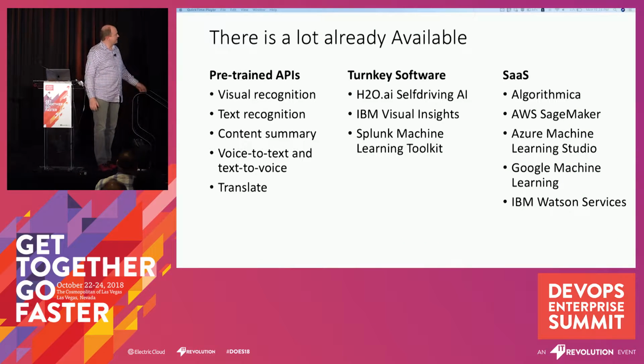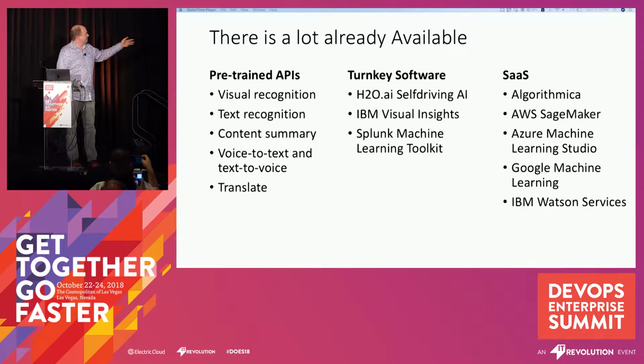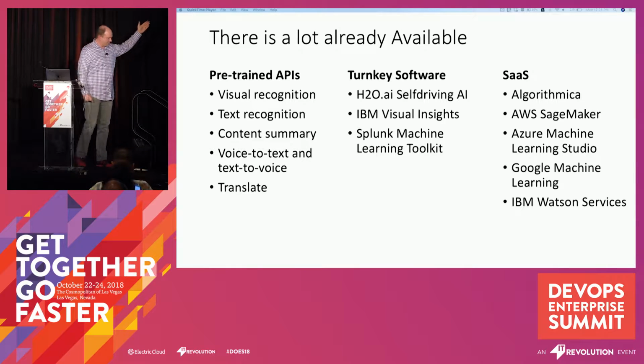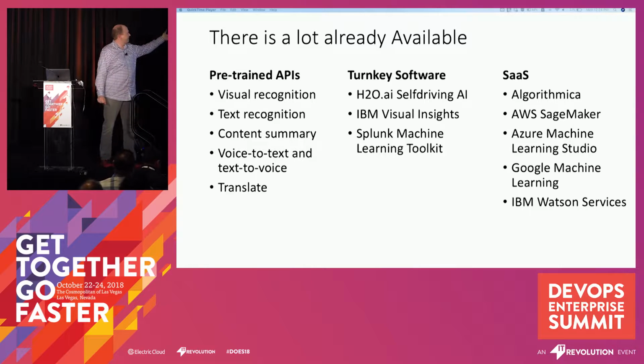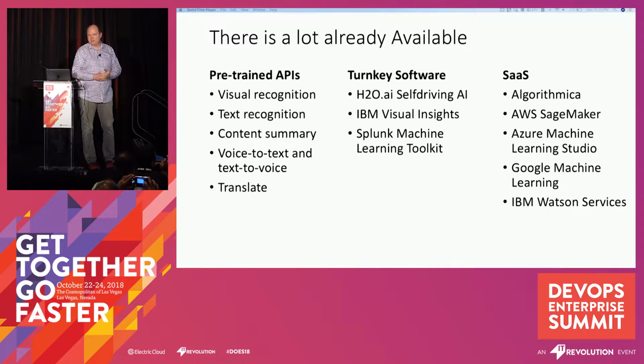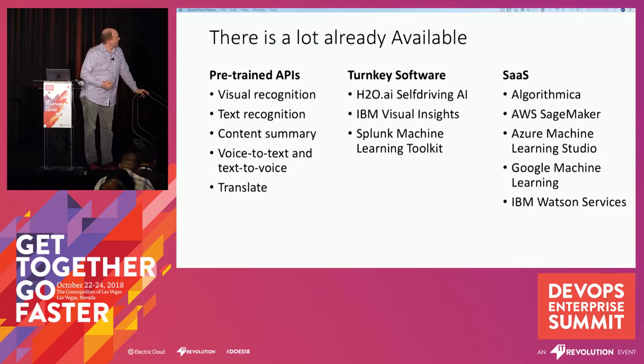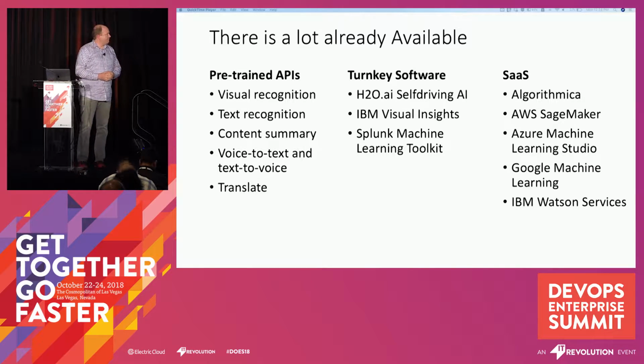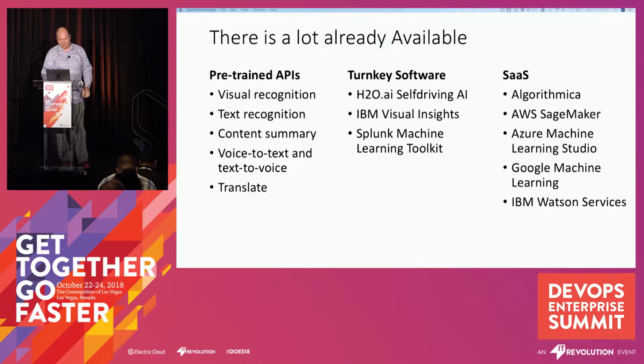And you can start at a few different types of starting points. Basically, you have pre-trained APIs where you can do a whole bunch of commodity stuff. You can get them from Google, from Amazon, from Microsoft, from IBM, from a ton of other vendors. They're kind of commodity. Then in the middle, those are, to me, very interesting. Stuff like H2O AI, self-driving AI, IBM Visual Insights, Splunk machine learning toolkit. There's a lot of interesting things that you can turnkey use without a ton of implementation. And then to the right, we have things like Algorithmia and SageMaker from Amazon, where it's basically a bunch of APIs where you at least don't have to deploy your own tooling.